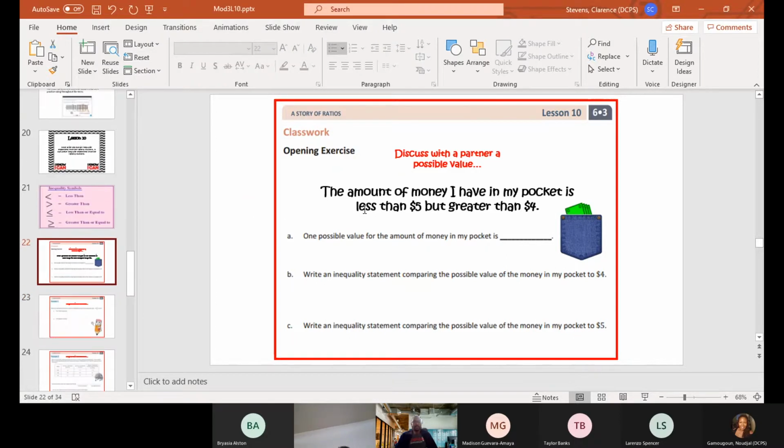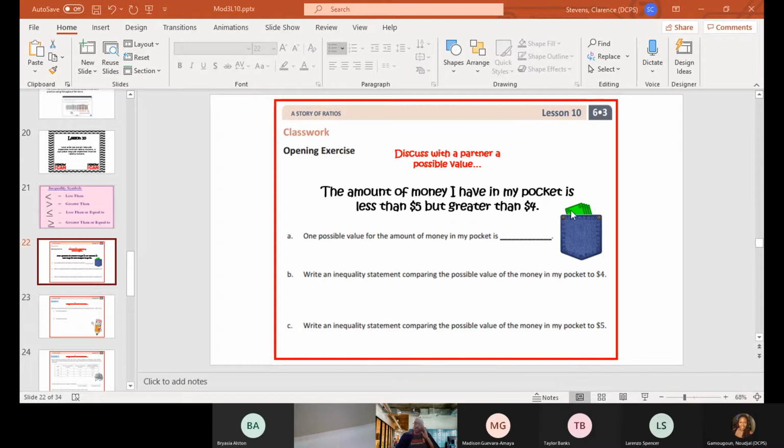The first question is, well, it's also right here. The amount of money I have in my pocket is less than $5, but greater than $4. I'm going to give you guys 2 minutes to come up with your answers to these 3 questions. One possible value for the amount of money in my pocket is, then I want you to write an inequality statement comparing the possible value of the money in your pocket to $4. And then write an inequality statement comparing the possible value to $5.